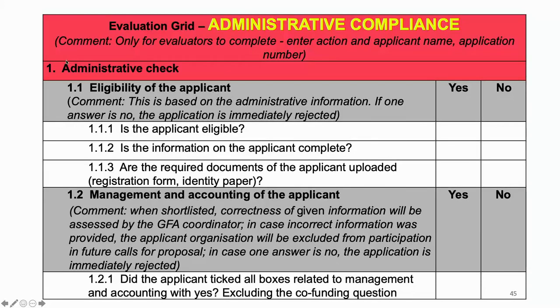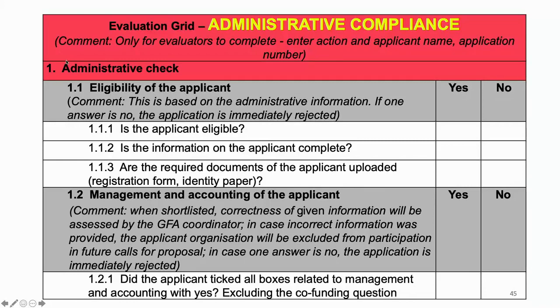Eligibility of the applicant. Is the applicant eligible? Is it a youth organization? Is it a registered youth organization? Is it a youth group with a parent organization? Is the information on the application complete? All the personal details, copies of IDs, copies of registration certificates. Are the required documents of the applicant uploaded? Registration documents, copies of IDs of the individuals that will be involved in this? Yes, yes, yes, you're fine.